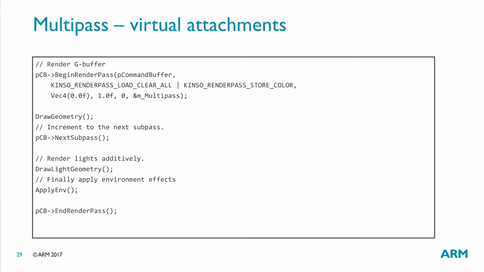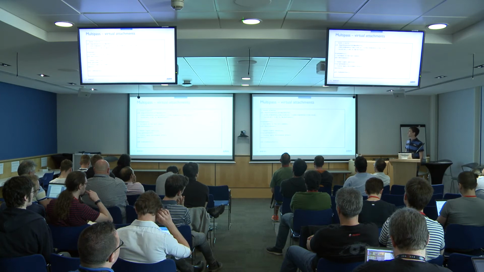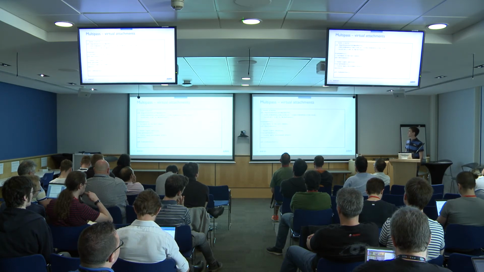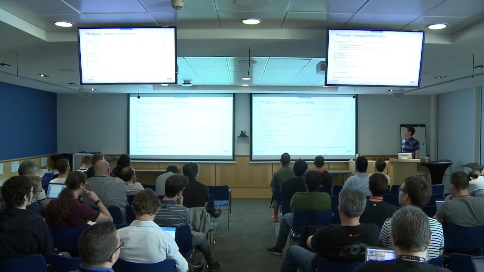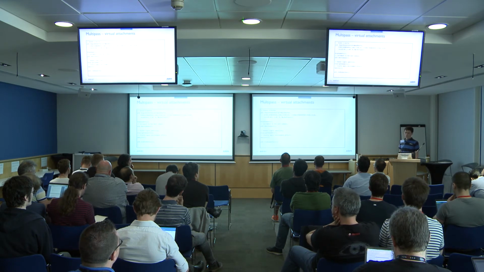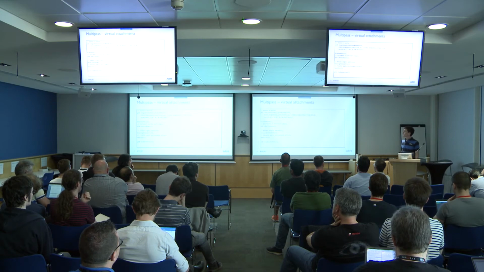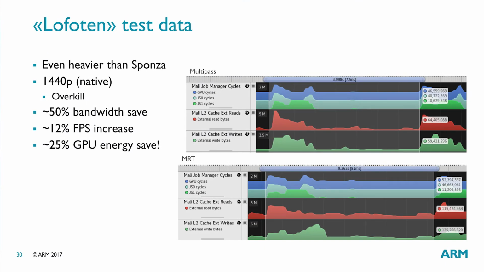This is basically how the code is typically written. So you have explicit begin render pass, you do your gbuffer, you go on to the next subpass, render all the lights, and you finally end it. The old style GL wouldn't allow us to do this the same way.